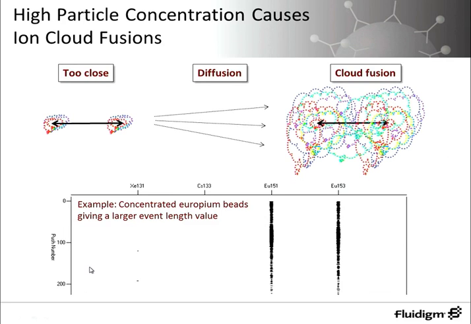Now, if our concentration is too high, these ion clouds are going to be generated close together, and when they diffuse, an ion cloud fusion is going to occur, and we're not going to be able to utilize this data because we don't know what signal is coming from the first ion cloud and which is coming from the second. Now, this will always happen occasionally based on coincidence, but if you have a high cell concentration, this is going to happen over and over.